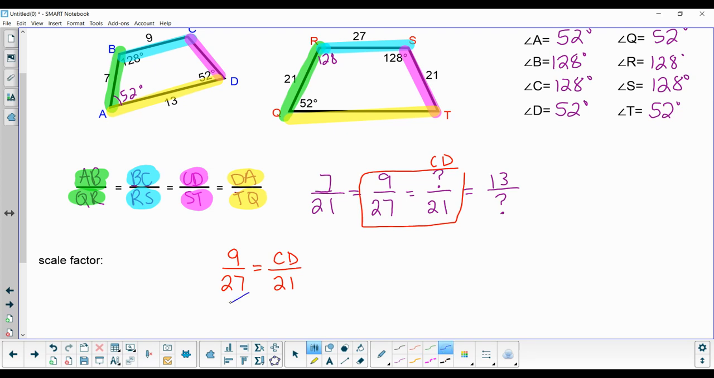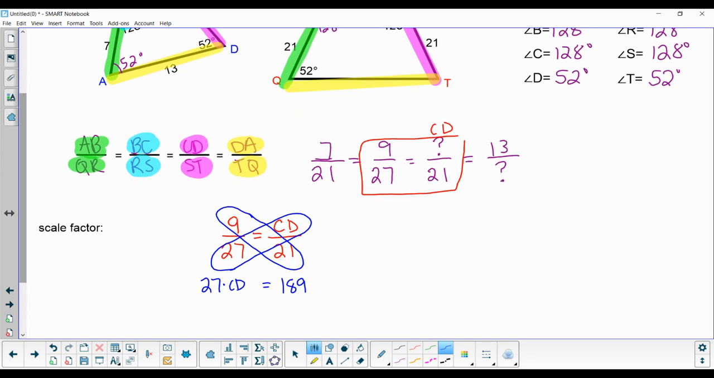So I can cross multiply. 9 times 21, which gives me 189. And then I have 27 times CD. And I want to get CD by itself because that's the side length. So I'm going to divide both sides by 27 and find out that side CD is 7.